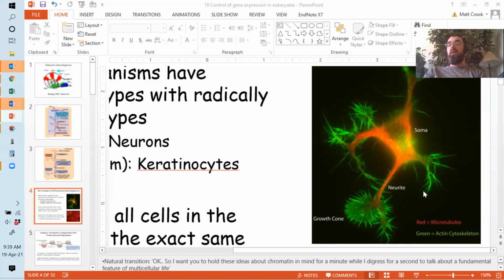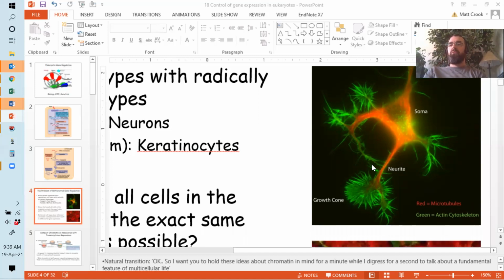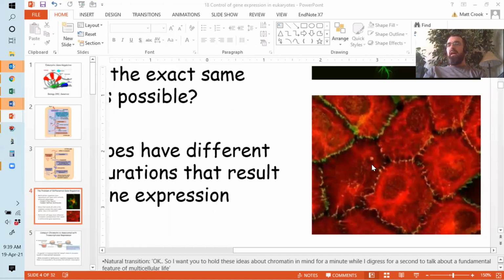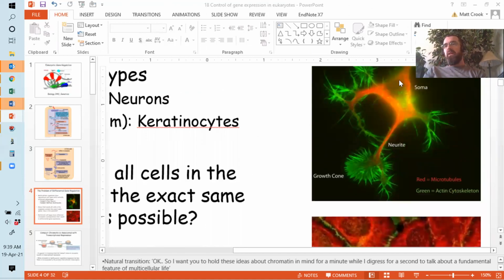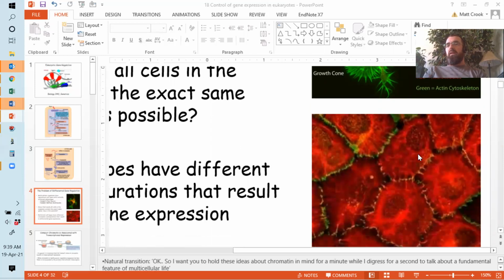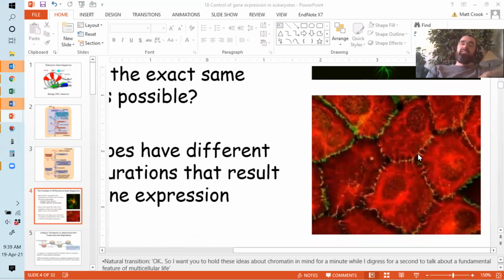And so this is a neuron, and you can see the nucleus is probably about here, would be my guess. And this is a keratinocyte, right? So this is basically a cell which forms very rigid structures in your hair, or your fingernails, other places like that which have keratin. And that's formed by these cells.